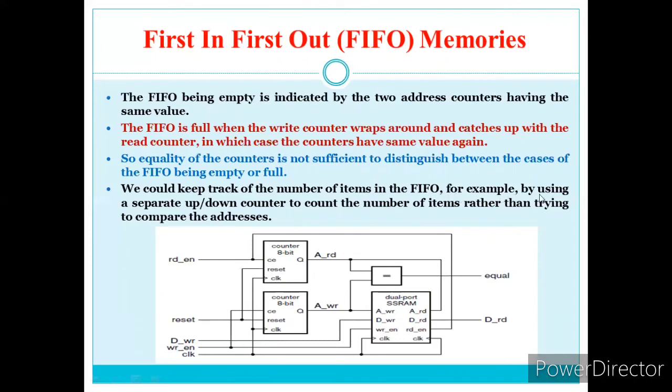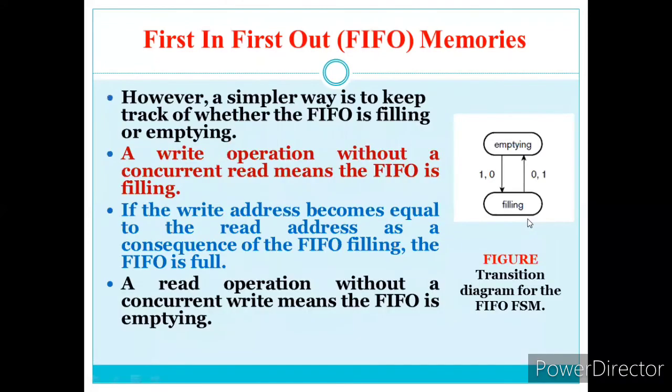For example, by using a separate up-down counter to count the number of items rather than trying to compare the addresses. So to resolve this, we use one more extra counter for how many data items are read or written, instead of comparing the read and write addresses. Okay, this issue can be solved there. Now let us see the control design for that.